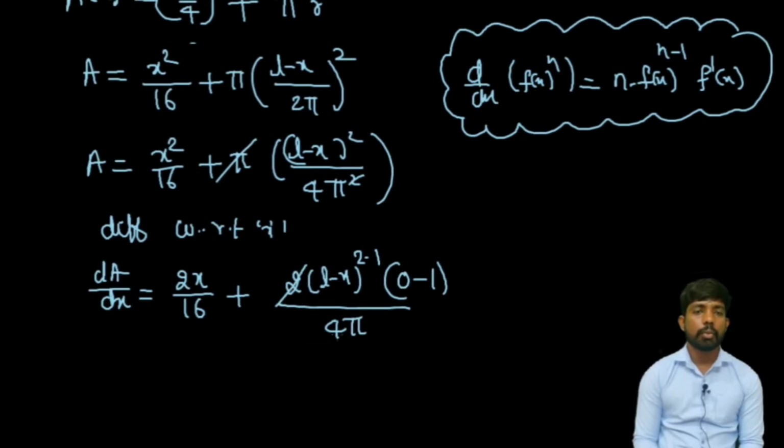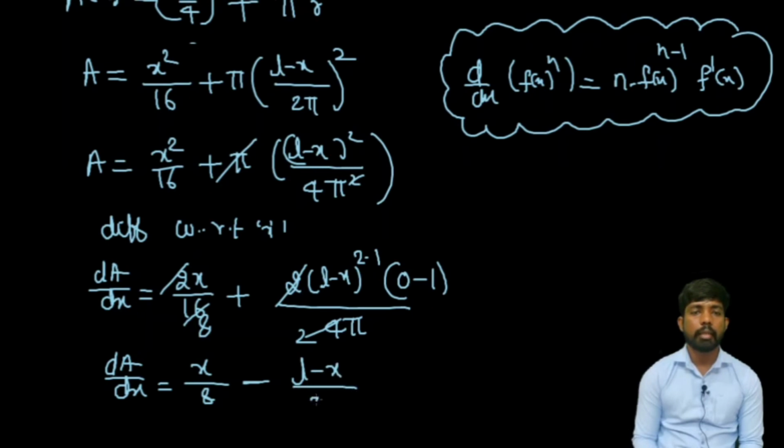So here 2 2s are 4, 2 8s are 16. So dA by dx is equals to x by 8 plus, into minus, L minus x by 2 pi.